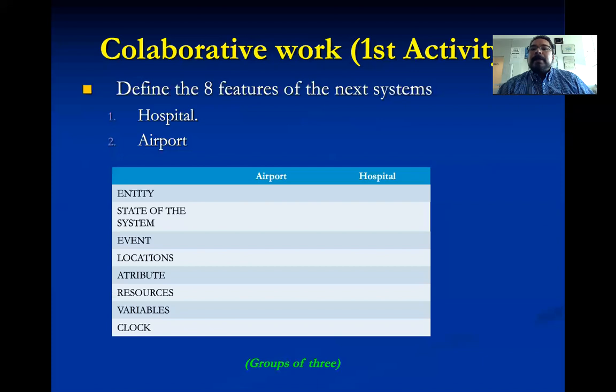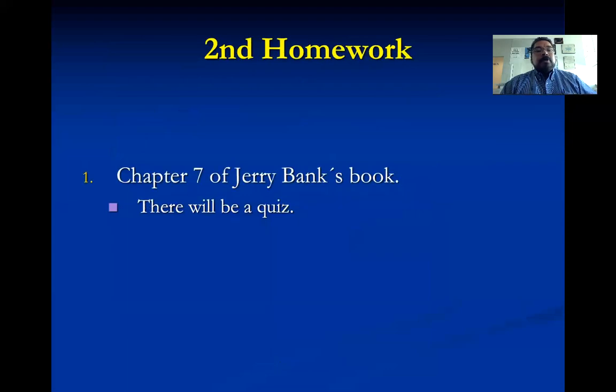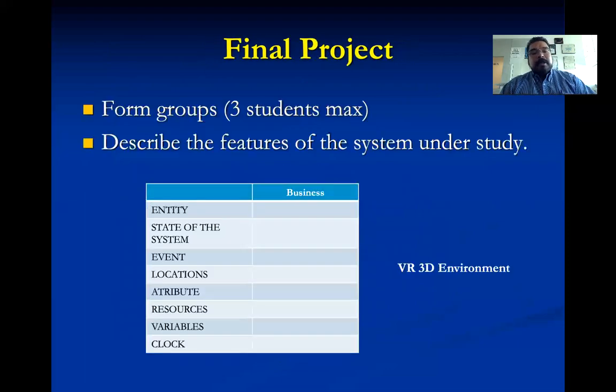Now there's an activity that you need to perform. This is what we're going to do in class. You need to define the 8 features for a hospital and an airport. You will be working in groups of 3, and that will be it for this first activity. You need to review chapter 7 of Jerry Banks' book. This is an activity for the final project, just for identifying the main aspects, the main features in this process that you want to simulate as your final project.